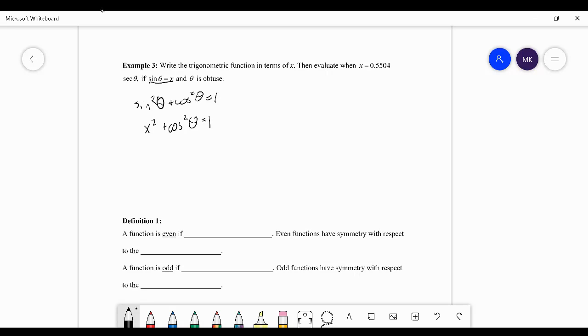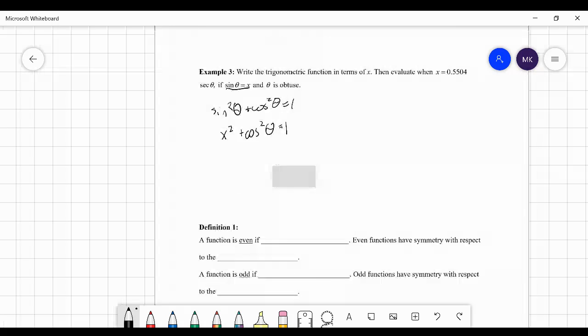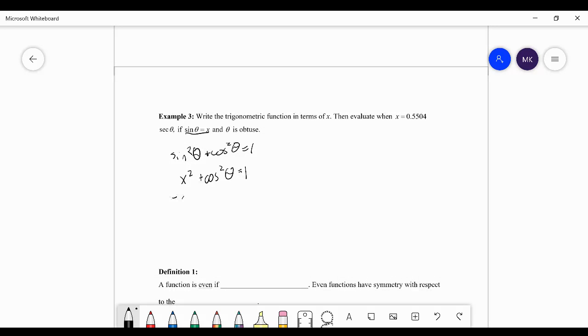So again, we're trying to get secant, so we're trying to get cosine. So we're going to subtract x squared from both sides, leaving us with cosine squared theta equals 1 minus x squared. Square root both sides, and we get that cosine theta equals the square root of 1 minus x squared.